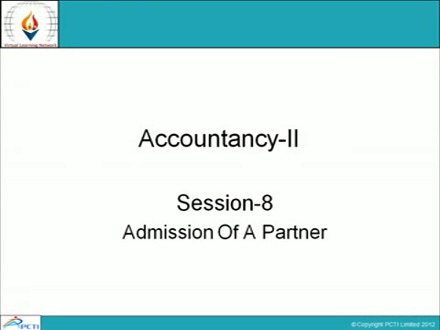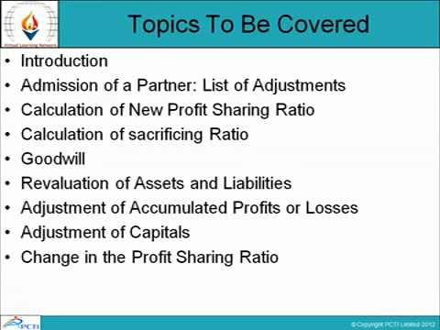of Partner. Topics covered in this session: number 1, introduction; number 2, admission of partners, list of adjustments; number 3, calculation of new profit sharing ratio; then calculation of sacrificing ratio; then goodwill; then revaluation of assets and liabilities; then adjustment of accumulated profits or losses; then adjustment of capitals; and the last one is change in the profit sharing ratio.